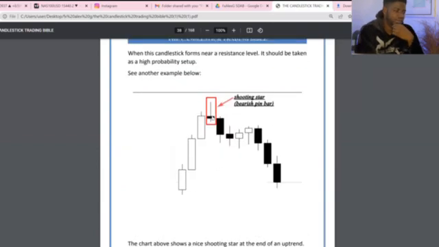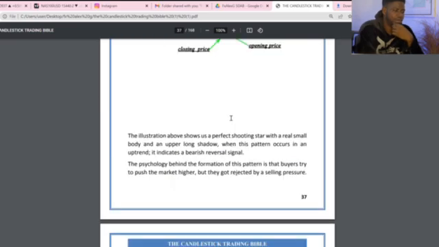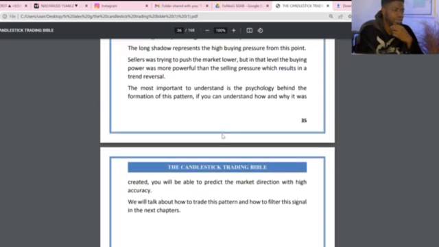So this is a shooting star, opposite of hammer. So that's that. I will pause the video here so you can go to your chart, look at this candlestick, look out for this candlestick pattern I shared with you, do your backtest and thank me later.